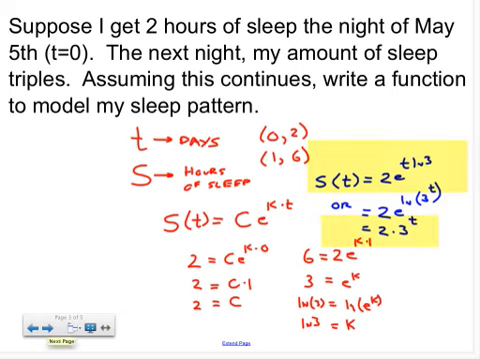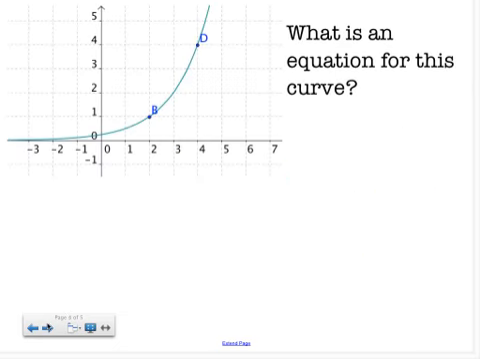I can't multiply the 2 and the 3, mind you, because that's violating order of operations, but you can see now that the 3 to the t would represent something that triples. You take your initial amount, which is 2, and every hour, or every day I should say, your amount of sleep would triple.